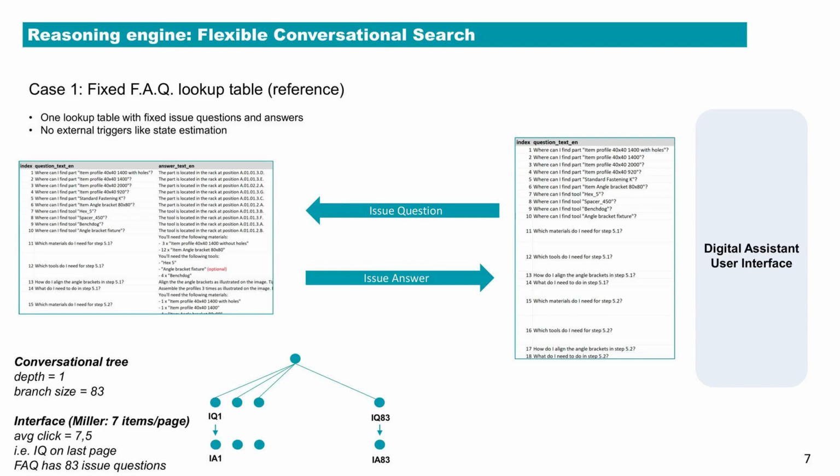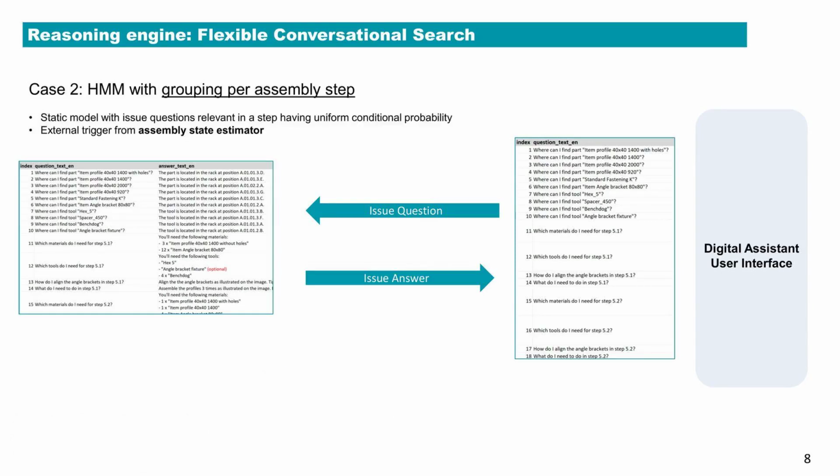Applying human-computer interaction principles, in terms of presentation on the user interface, the list of questions is paged 7 by 7 items. Then, 7 items per page means that the operator should click an average of 7.5 times to find the relevant answer. Assuming that all the issue questions have a uniform probability, for example, on the prove it case and without knowing the assembly state, all the issue questions should get a flat probability distribution.